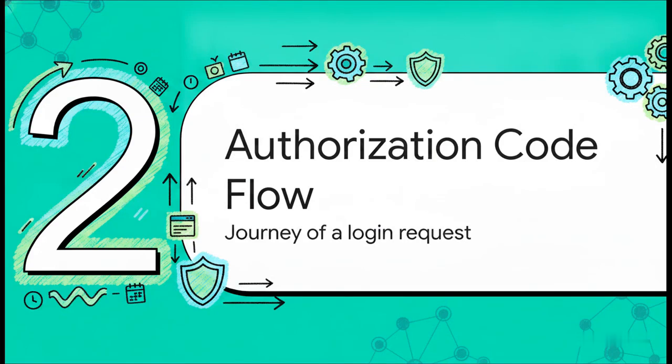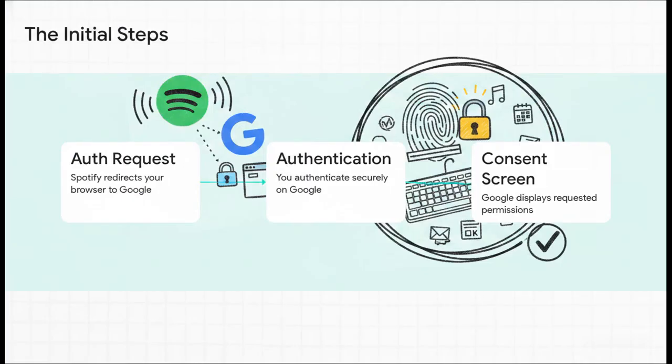Moving right along to Section 2, the authorization code flow. Let's follow the journey of a login request. The literal second you click that login button, Spotify doesn't ask for a password. No way. Instead, it builds an authorization request. This contains a client ID to identify itself and a redirect URI telling Google exactly where to send you back. Then it physically redirects your browser away from its site and over to Google.